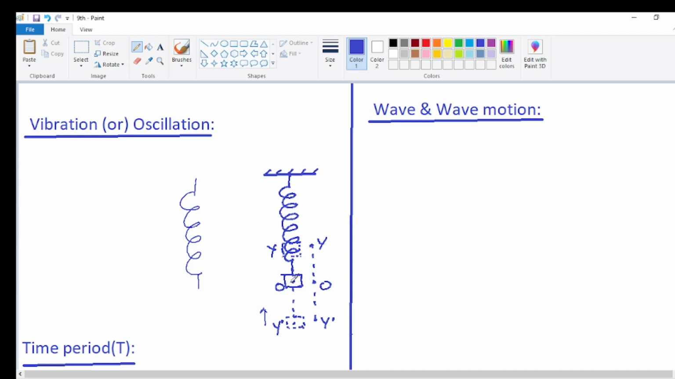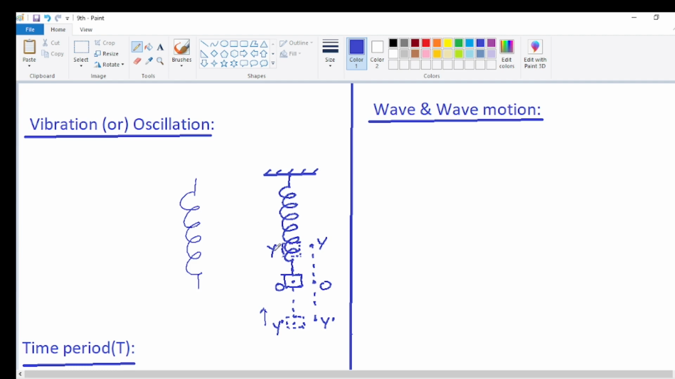the mean position, because of that high speed it continues to move further, and as it moves further it will compress the spring from its natural length up to here. So because of the high speed of the load, as it moves further, the spring will get compressed. As the spring gets compressed, you can observe that it becomes slower. It will be slowed down as the spring gets compressed. So finally the load will be stopping at position Y.